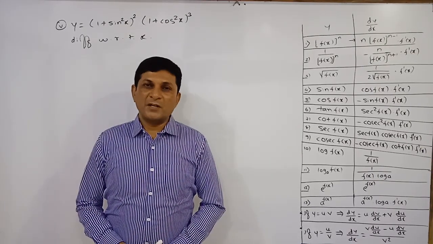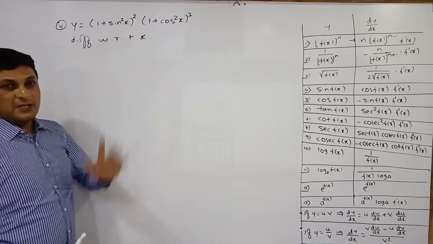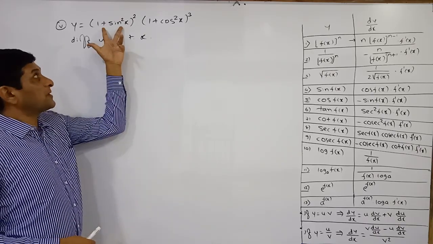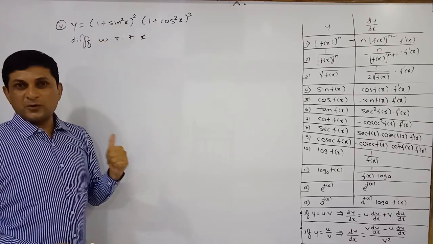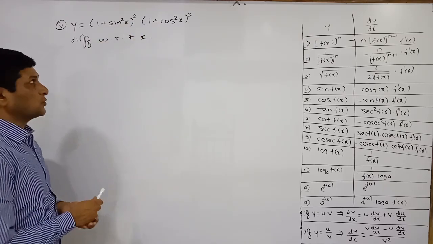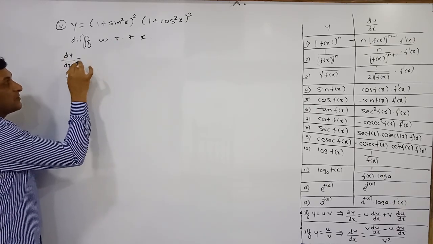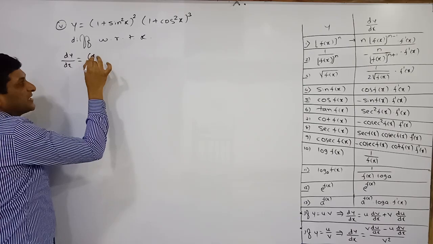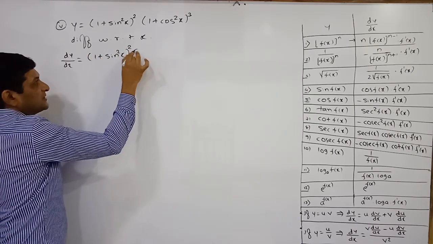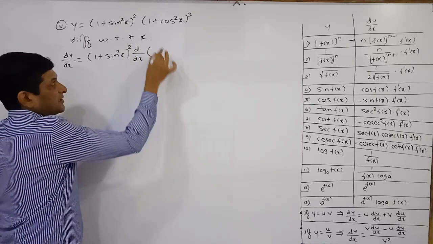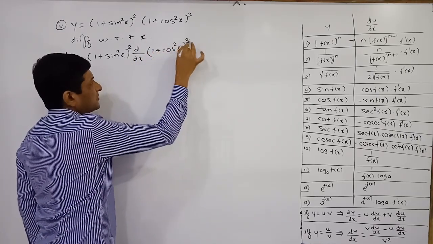Well, now see question number 5. In this example, this is the given function. And if you observe the given function, a product of 2 terms is there. And since a product of 2 terms is there, to find the differentiation we have to apply the product rule. According to the product rule, its derivative will be equal to, keep the first term as it is, 1 plus sine square x raised to power 2 as it is, into the derivative of the second term. What is the second term? 1 plus cos square x raised to power 3.